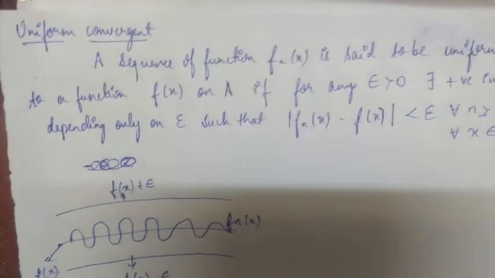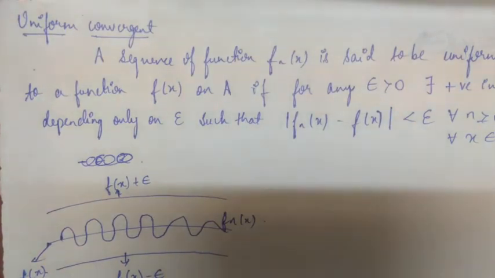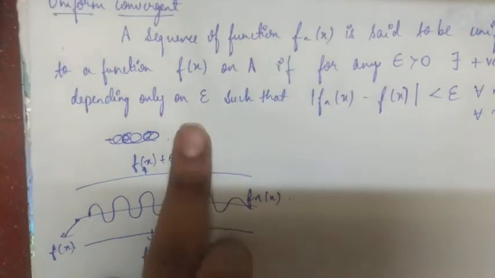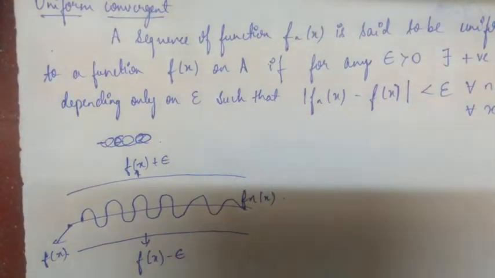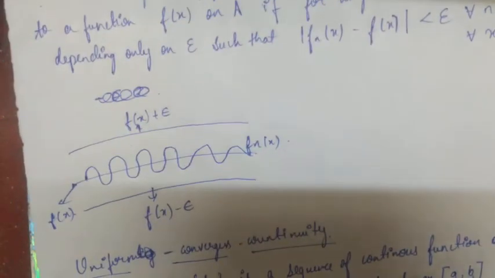A sequence of functions fn of x is said to be uniformly convergent to a function f of x on A if for any epsilon greater than 0, where m is a positive integer depending on epsilon, such that mod fn of x minus f of x is less than epsilon for all n greater than or equal to m, where x belongs to A. Here, epsilon is a very small number.